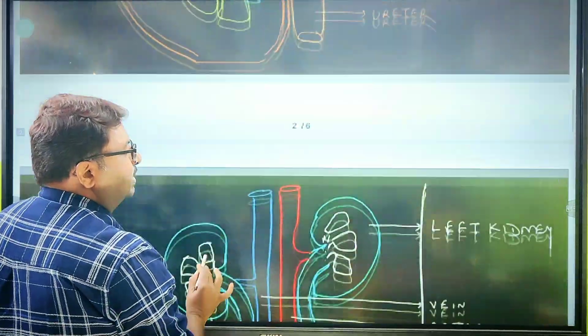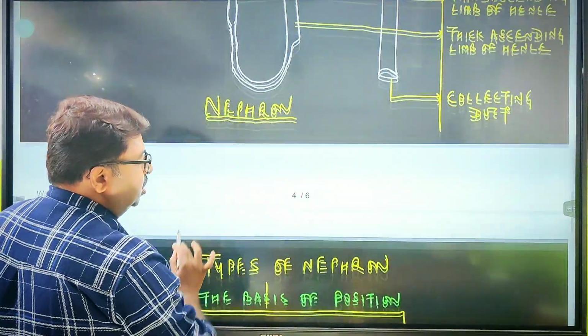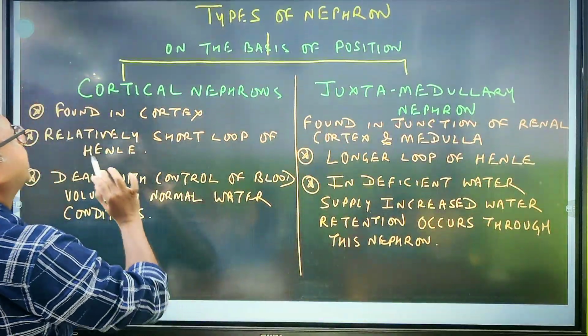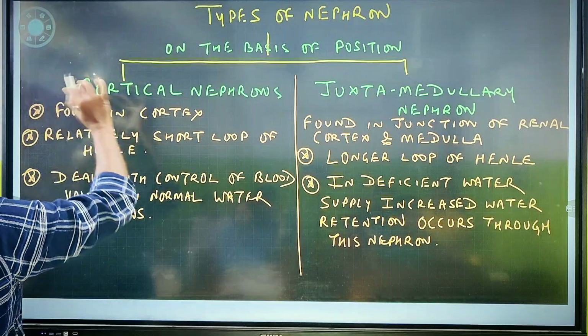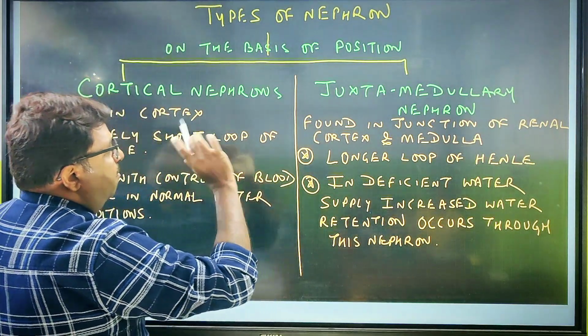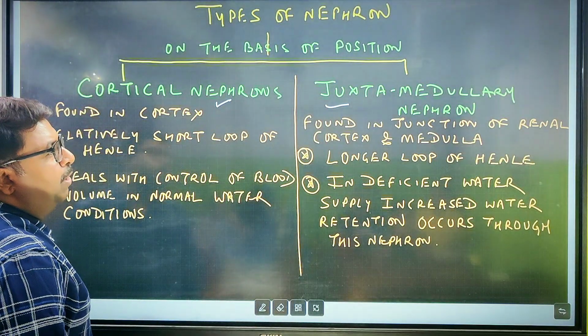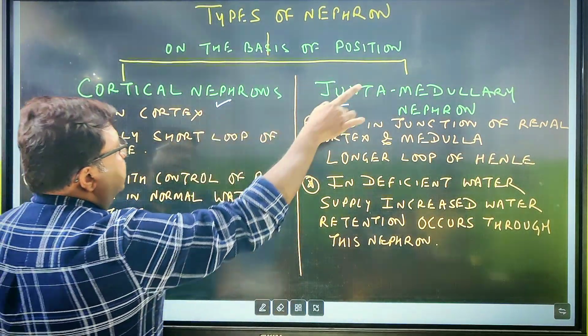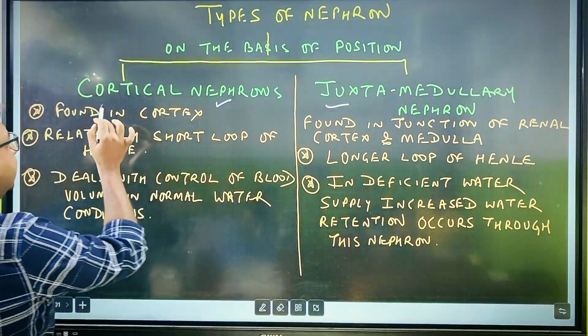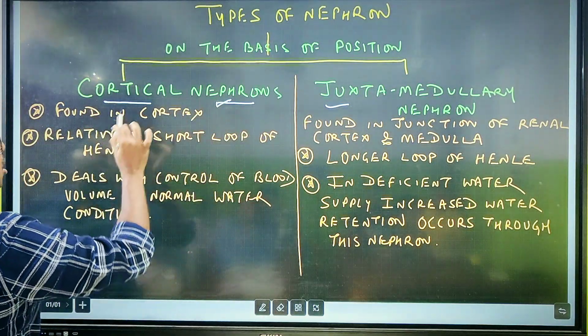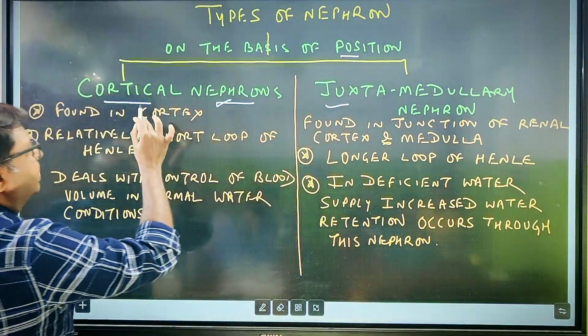Okay, so that is about the basic structure of the nephron. How many types of nephron are there? There are two types of nephron. In the earlier video, if you have missed the earlier video, in other video also I have talked about this cortical and juxtamedullary nephron. If you have missed it, just click on the I button over there. Cortical nephrons. On the basis of position, we can classify them into cortical nephrons.